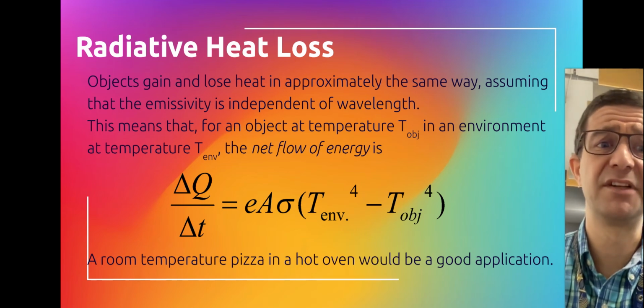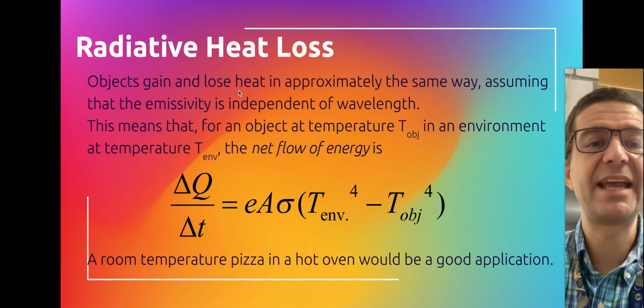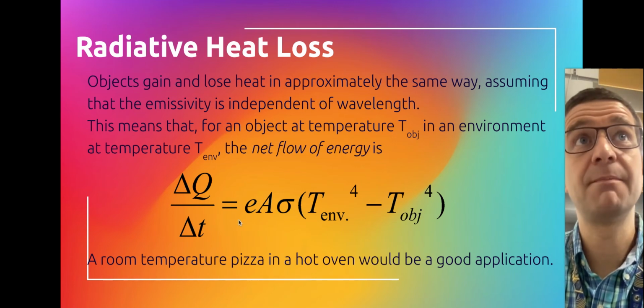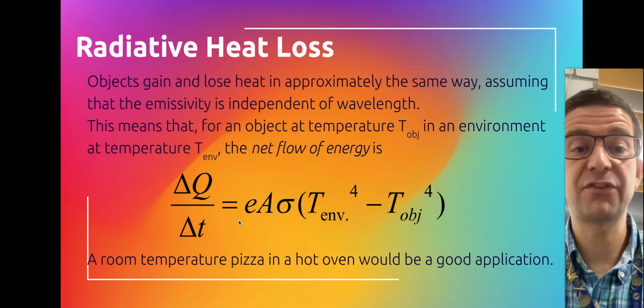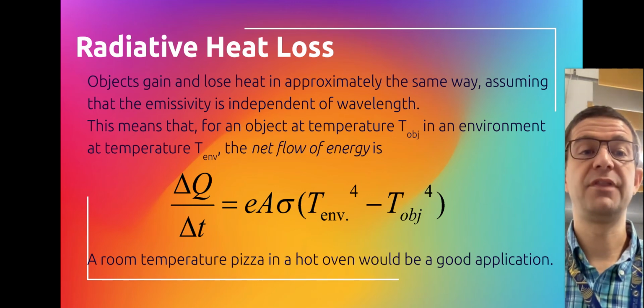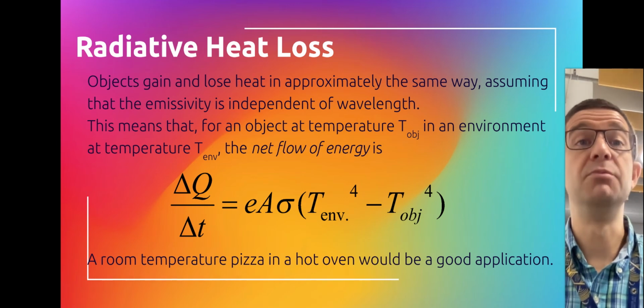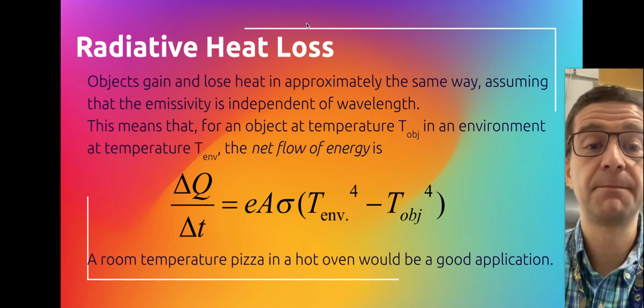Emissivity can be different if there are big differences in temperature. But objects gain and lose heat in approximately the same way. So you make the assumption that the emissivity will be the same for heat loss from an object and for the energy absorbed from the environment.